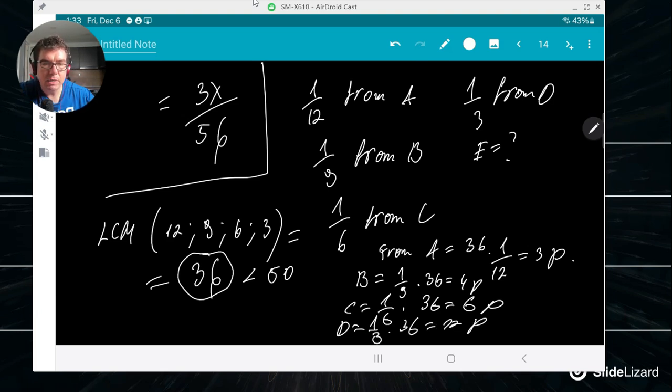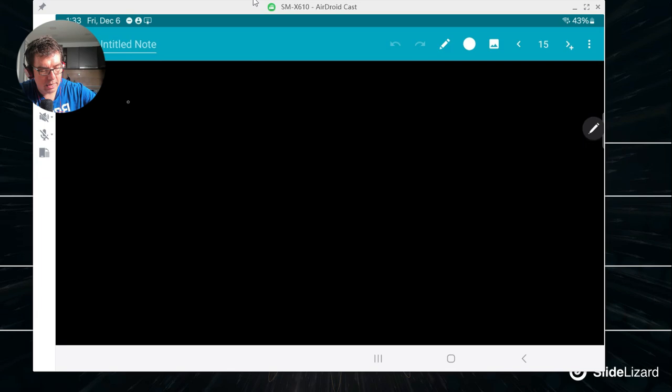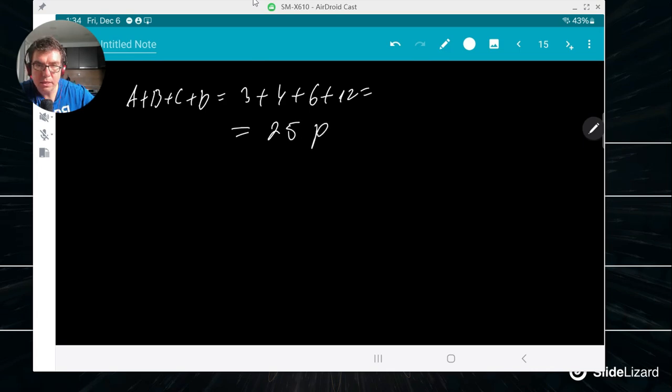So now if we sum what we found for each school, A plus B plus C plus D is 3 plus 4 plus 6 plus 12, which equals 25 participants. So in order to find how many are from E, we just subtract from the total amount. E would be 36 minus 25, which is 11 participants.